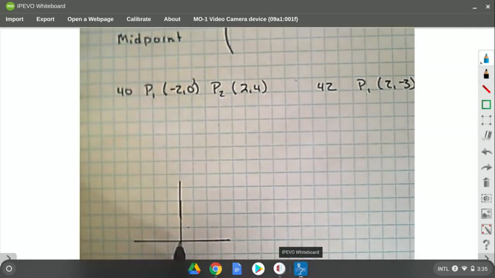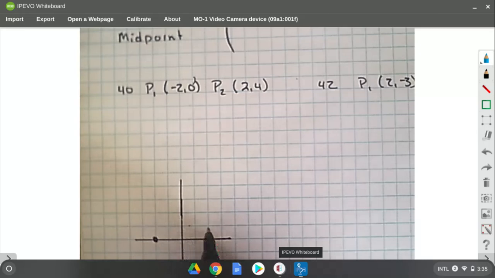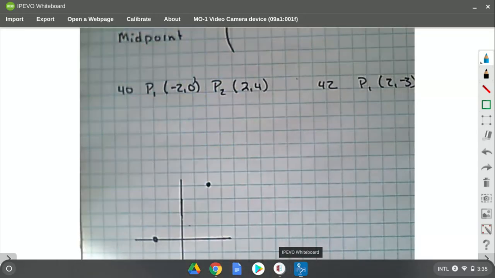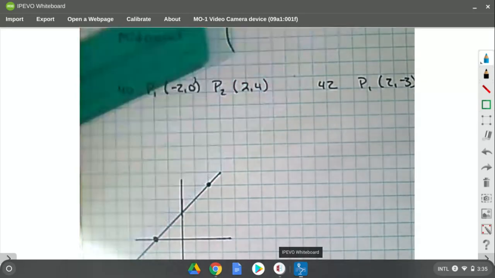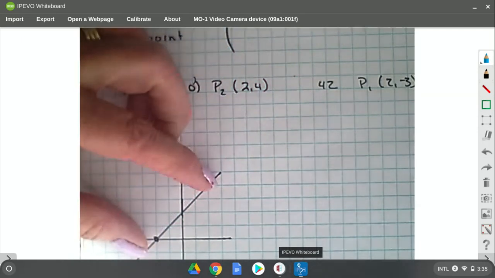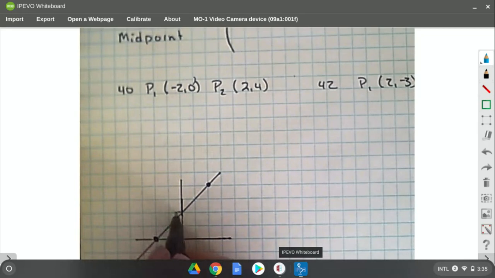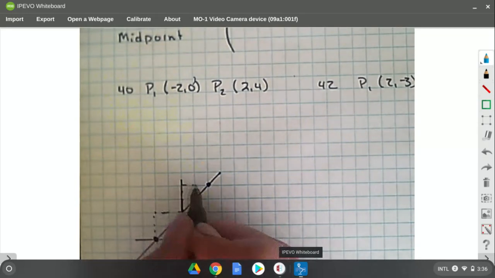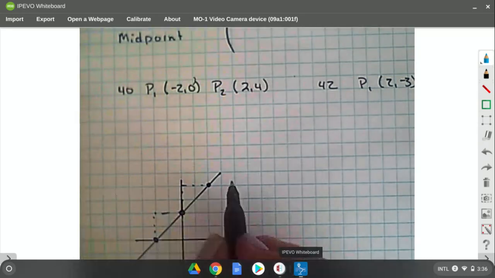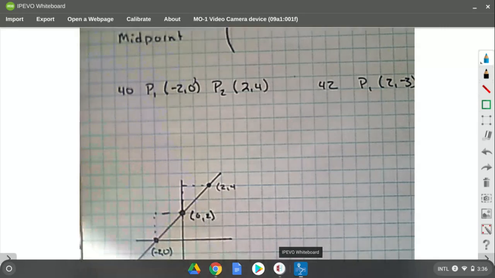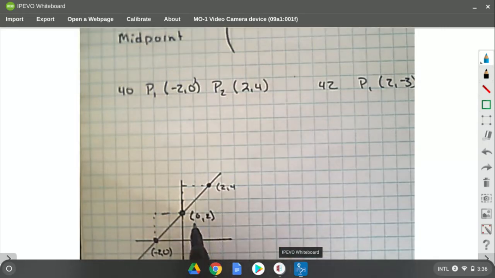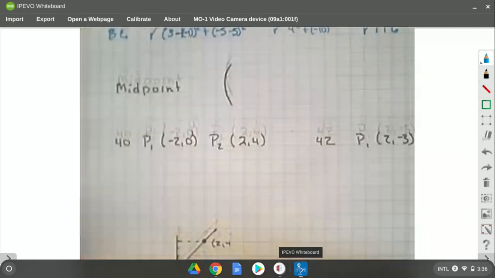All right, and I'm going to plot the point negative 2, 0. Left 2, y is 0, so I don't go up, I don't go down. Then 2, 4: 1, 2, 1, 2, 3, 4. What I'm looking for is what point would be right in the middle of these 2 points. What's going to be centered? If I go up 2 and right 2, and up 2 and right 2, I can see that this point is going to be my center. This is my 2, 4. This is my negative 2, 0. What's this point right here? X is still 0 and Y is 2. So if I use my midpoint formula, my answer should be 0, 2.